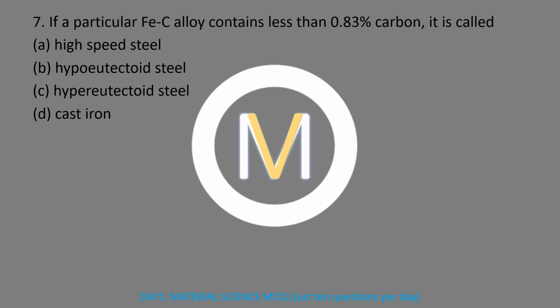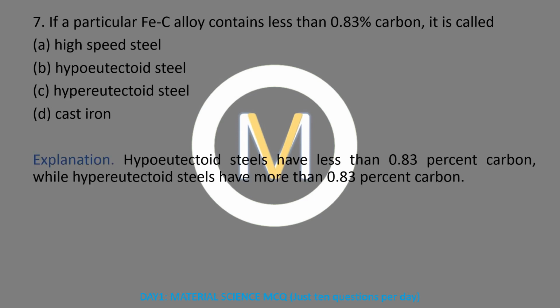If a particular iron carbon alloy contains less than 0.83% carbon, it is high speed steel, hypoeutectoid steel, hypereutectoid steel, or cast iron. So as the name itself suggests, hypo means less and hyper means high. So less than 0.83 means it should be hypoeutectoid.